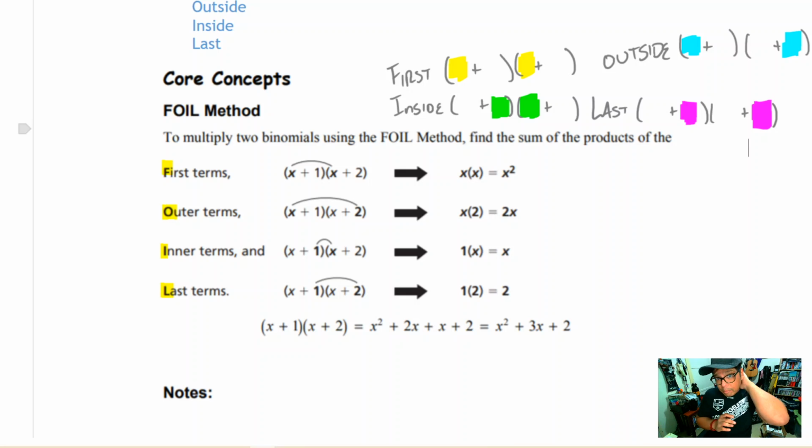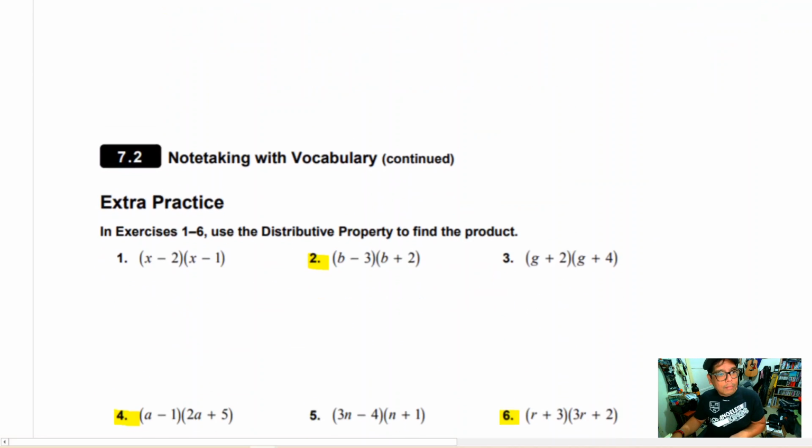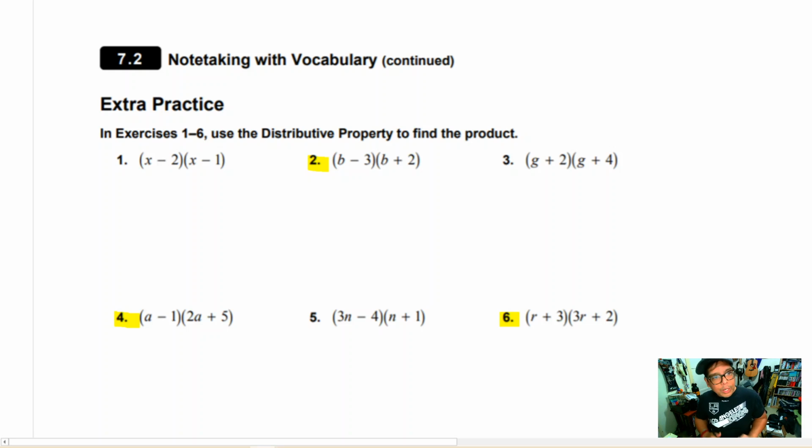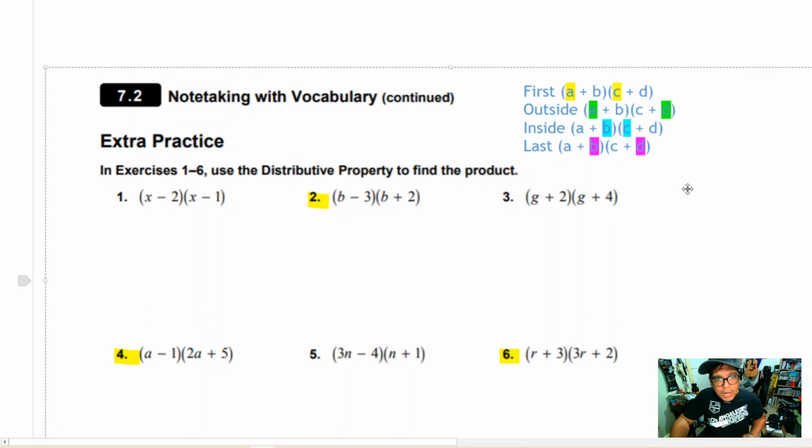And make no mistake, multiplying two binomials is actually a really important part of algebra. So we're going to do this over here. Now I know it says use the distributive property, but we're going to be multiplying our binomials like we normally do with the FOIL. So let's copy our notes over here so we can know which ones to do.